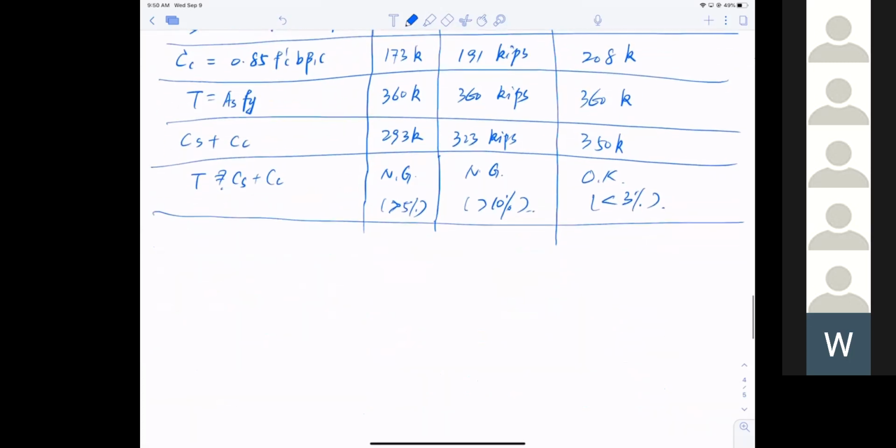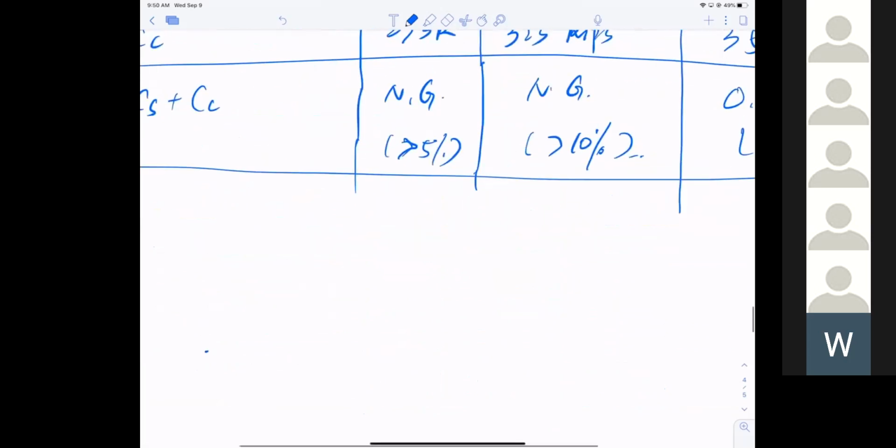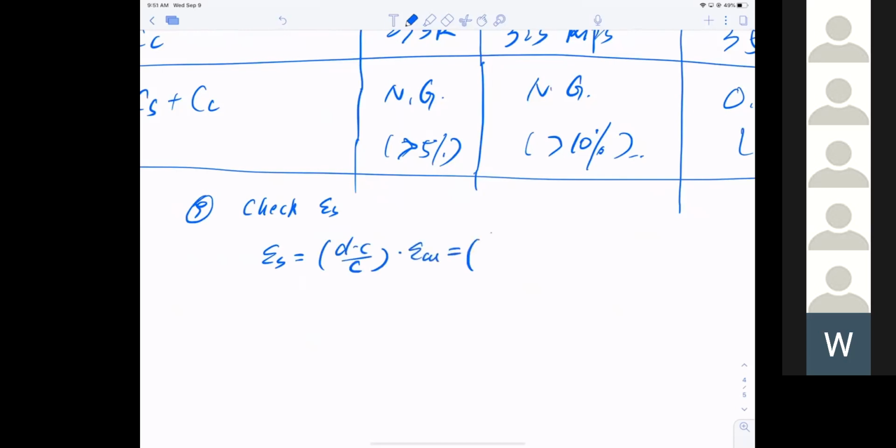So let me quickly wrap up. Once I have this satisfied, I'm good, right? So don't forget, I'm going to check again my steel, epsilon s again, okay? So the strain is still epsilon s equal d minus c divided by c multiplied by epsilon cu, so that is 16.8 minus 6 inch, we just found out, divided by 6 multiplied by 0.003, and that is 0.054, which is much greater than the 0.207 values, okay?